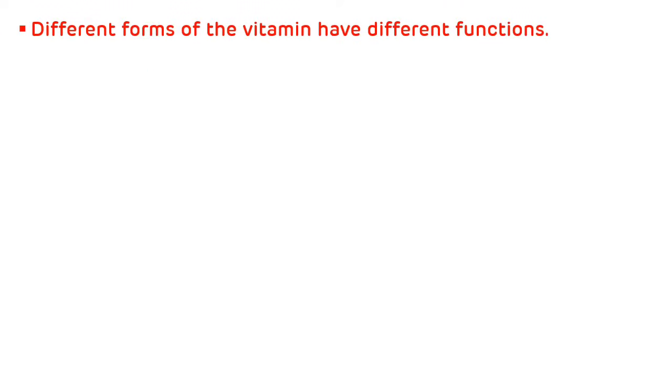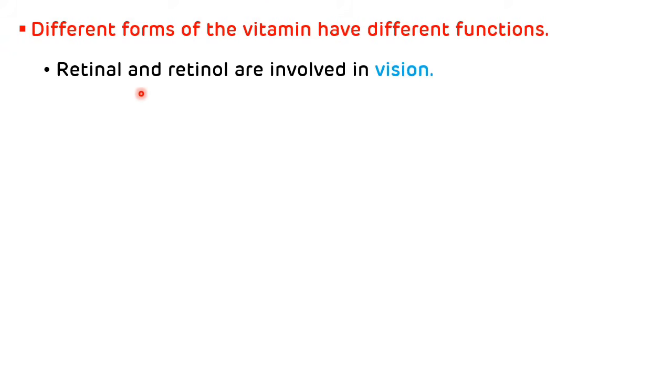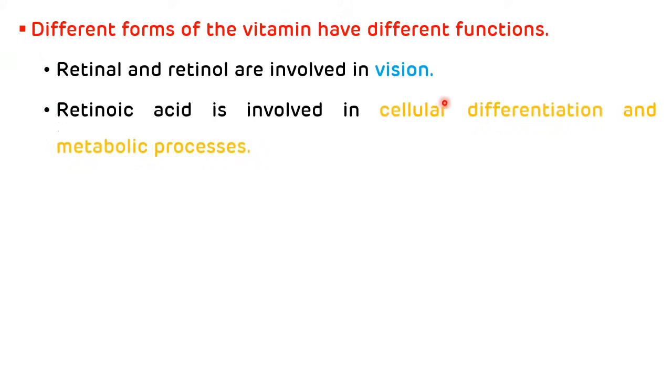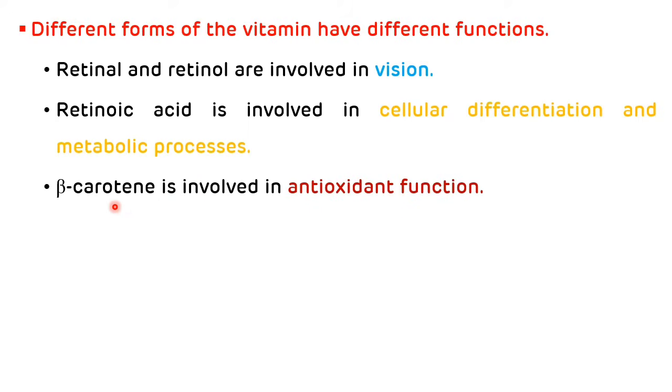Different forms of the vitamin have different functions. First, retinal and retinol are involved in vision. Retinoic acid is involved in cellular differentiation and metabolic processes, and beta carotene is involved in the antioxidant function. Again, I am repeating: for vision we require retinal and retinol. For cellular differentiation and metabolic processes we require retinoic acid, and for the antioxidant function we require beta carotene, which is a provitamin A.